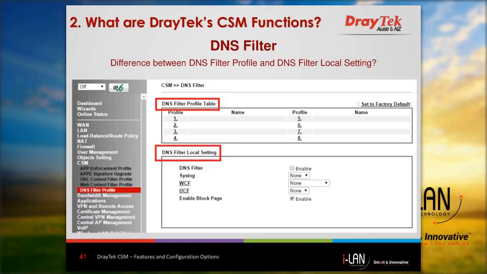But when you look at the DNS filter menu, you notice that we have a DNS filter profile table and DNS filter local settings options. So we only need to use one of them to make the DNS filter work. And the choice depends on what DNS server the client is using.